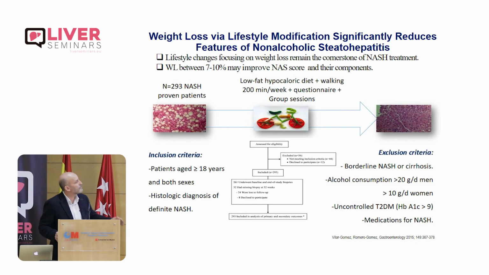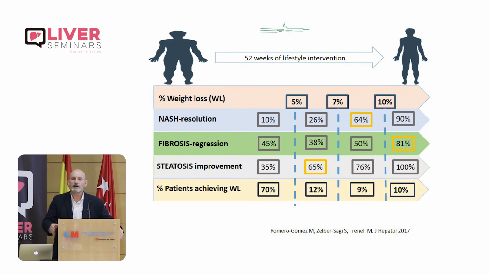Eduardo Villar Gomez demonstrated in Cuba, in a cohort of 293 patients with NASH on liver biopsy, that underwent a low-fat calorie diet, walking 200 minutes per week, a questionnaire, and also group sessions to keep adherence, to convince and to modify behavior. One liver biopsy at the beginning and a second one after 52 weeks of intervention, 1 year later. And you can see in this slide the summary of this study.